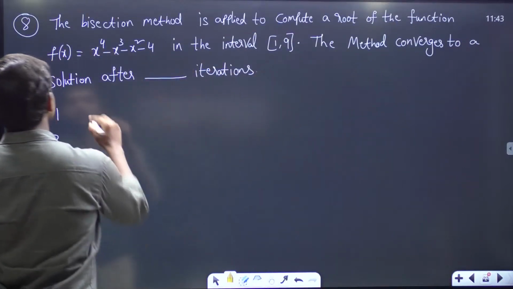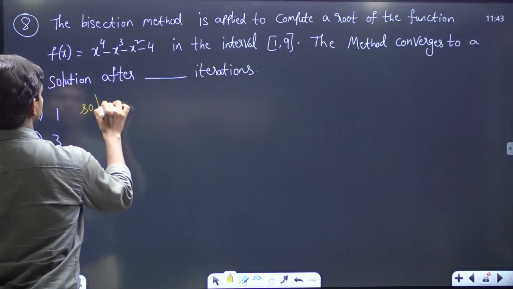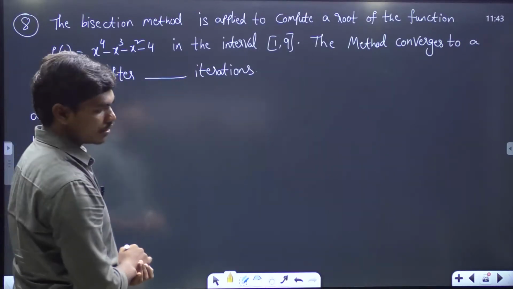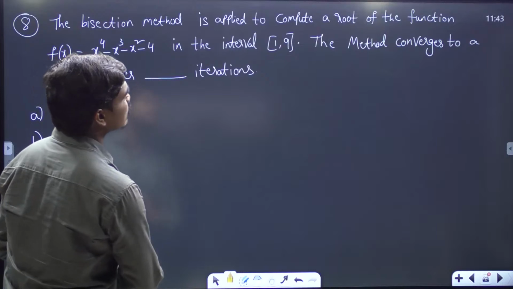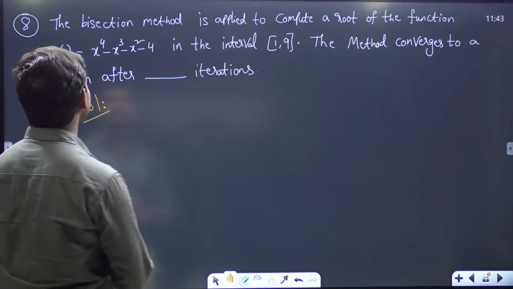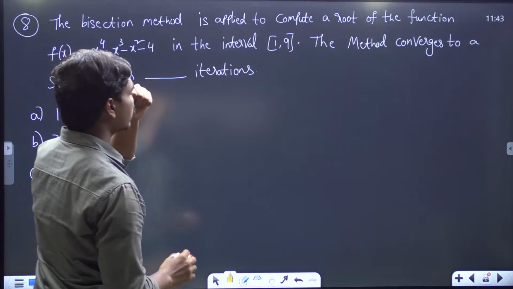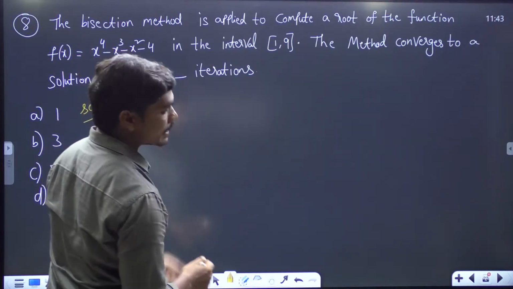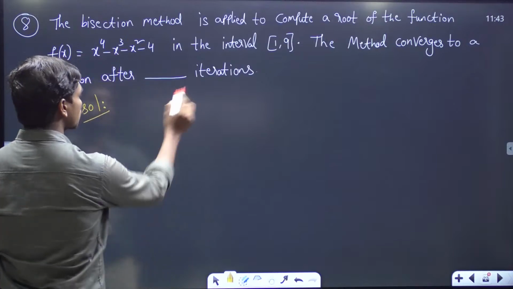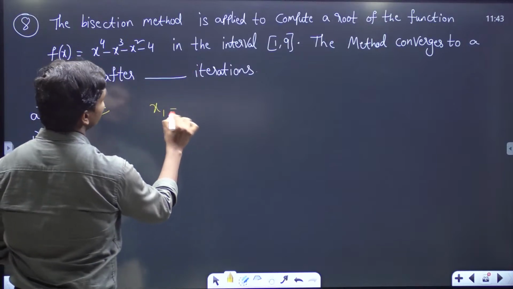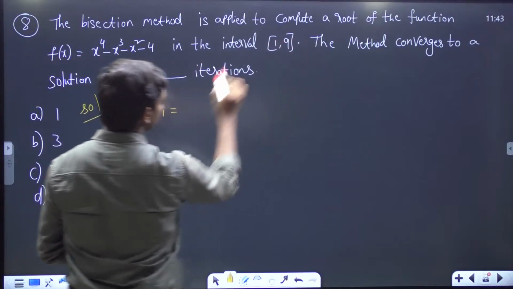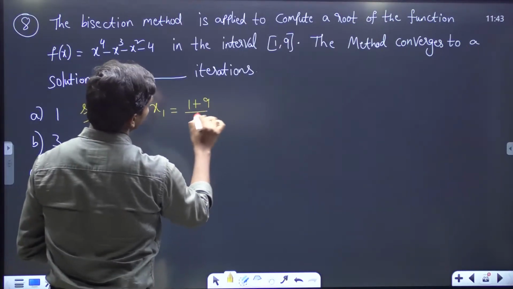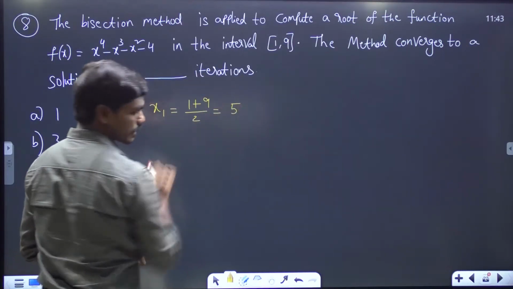So see this solution. The bisection method is applied to compute a root of the function f(x) equal to this function in the interval 1 to 9. The method converges to a solution after how many iterations? So this is what we have. For the first iteration, the x1 value is (a plus b) by 2, (1 plus 9) divided by 2, which is 5.